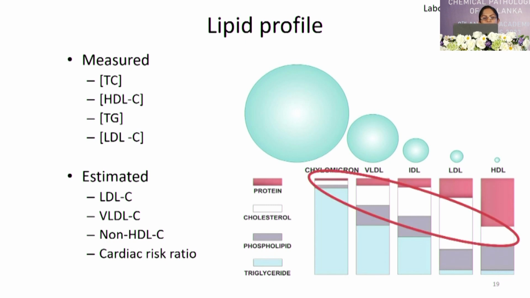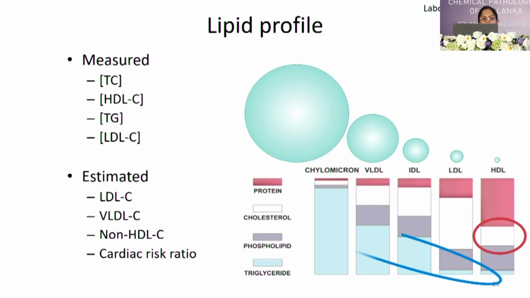So I told you, this time cholesterol is white in color, so we measure the whole amount of cholesterol. And when we measure HDL, we measure the cholesterol content of the HDL particle. And when we measure triglyceride, it is the triglyceride of all the particles we are measuring. And when we do direct LDL measurement, it is the cholesterol content of LDL particles we are measuring.